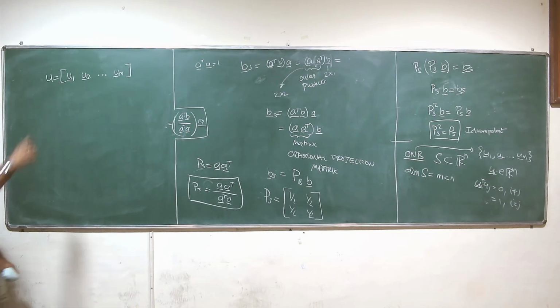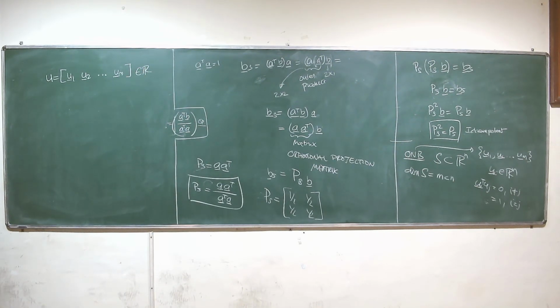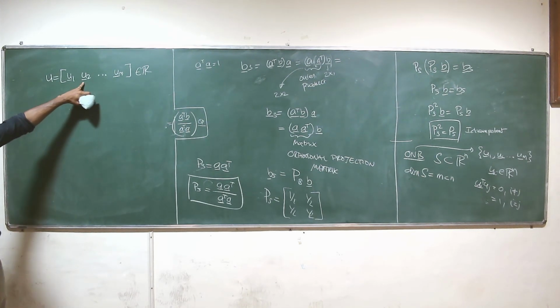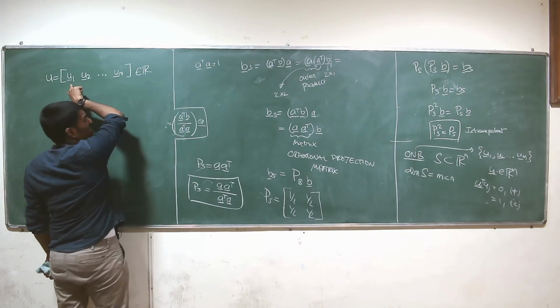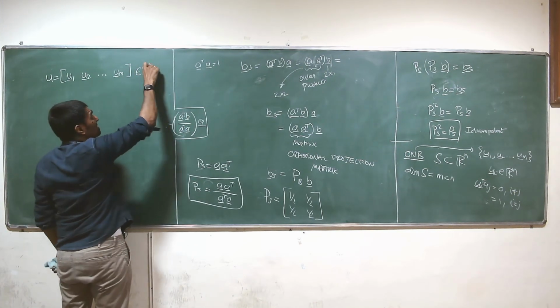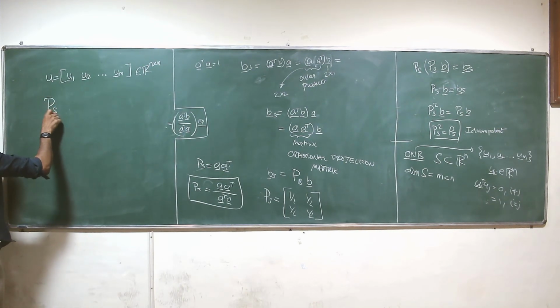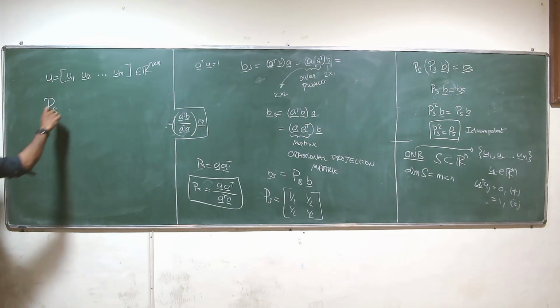What is the size of this? Hold on. This is a block row, but it's not 1 cross n. Each of these is a vector. N cross m, yes. Each of these is an n vector, and there are m of these, so n cross m. Now, the orthogonal projection matrix onto the subspace spanned by that orthonormal basis is simply this.